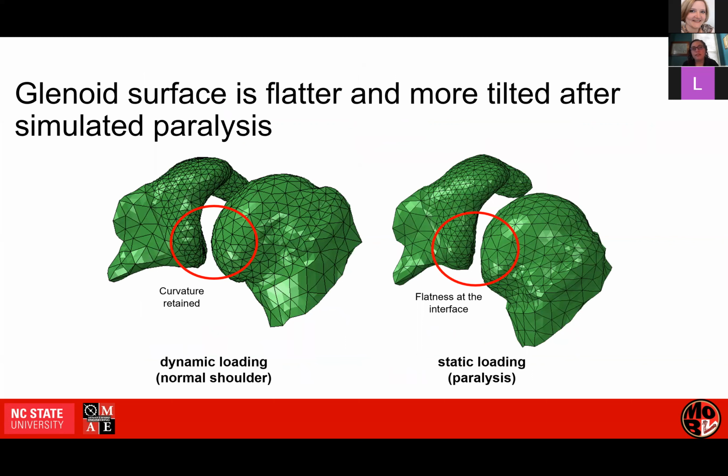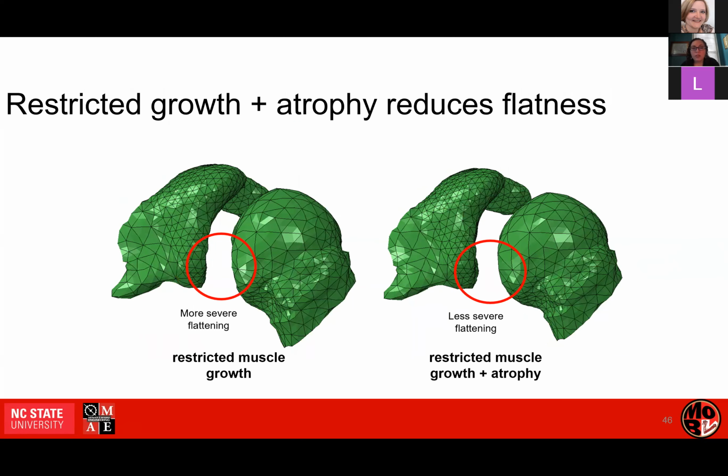So looking at our specific cases just qualitatively, you can see that the dynamic loading kept that curvature. You get flatness from only paralysis with no muscle changes, which is kind of interesting, and something that we will talk about more in a second. For our cases where the muscles change, you can see there's more severe flattening on the left when muscle growth is restricted. But when there's severe muscle growth restriction, but also atrophy, you start to see more of a normal glenoid again, which is really consistent with what we saw in our experiments, that even though there were severely shortened muscles in the avulsion case, they still had no deformity at the shoulder. And that's very consistent now with what we predict mechanically should happen.